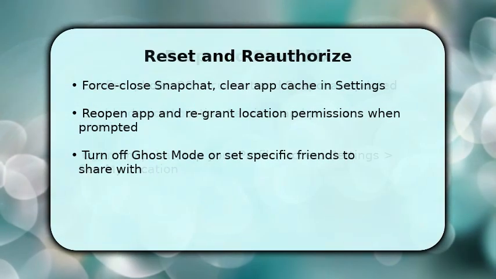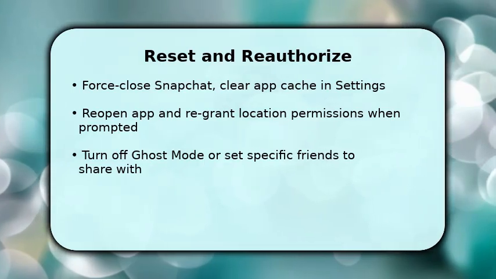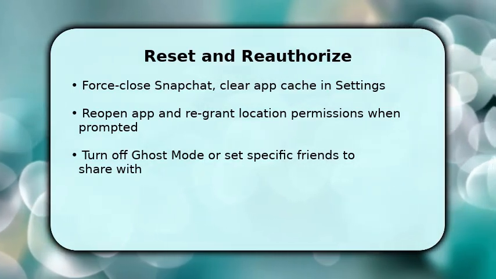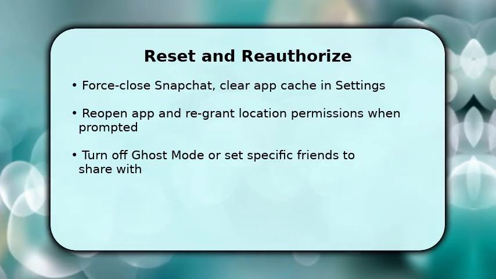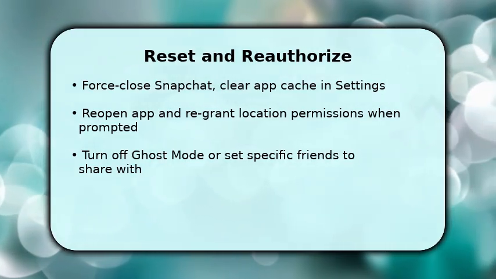Next, force close Snapchat and clear the app cache to remove stale data that can misreport your position. Once you reopen the app, re-grant location permissions when the prompt appears. Choose Allow while using app or Always depending on your preference.